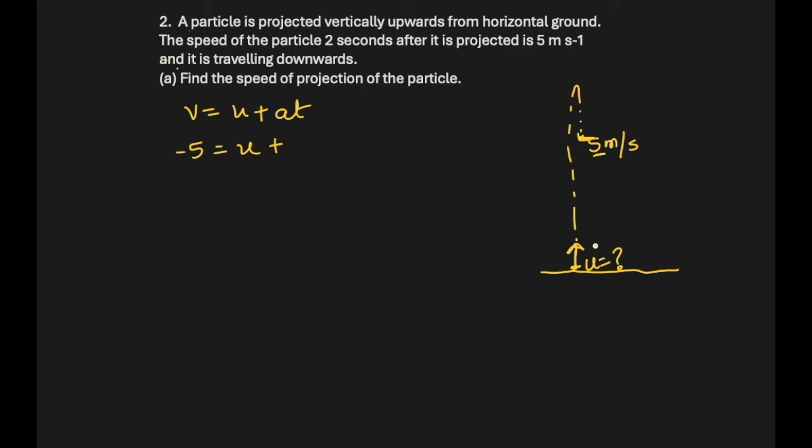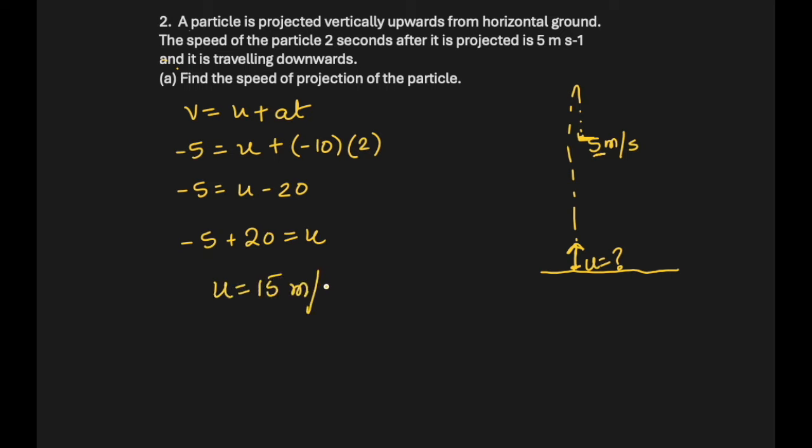Plus a. In this case it is in air, and in air the acceleration due to gravity works, so it will be minus 10. Here time is 2 seconds. We'll get u. So minus 5 equal to u minus 20. 20 comes to the other side, so minus 5 plus 20 is equal to u. So u comes out to be 15 meters per second upwards. They said speed, so 15 meters per second is enough.